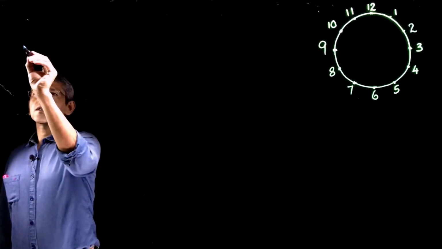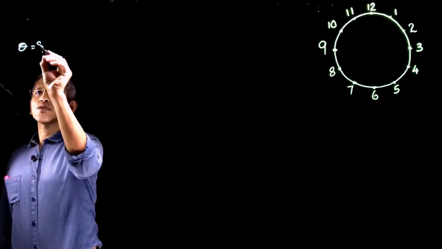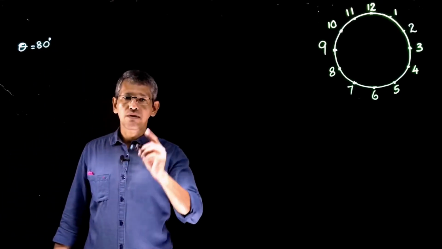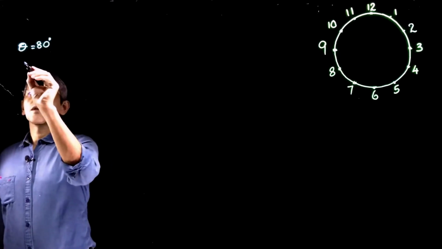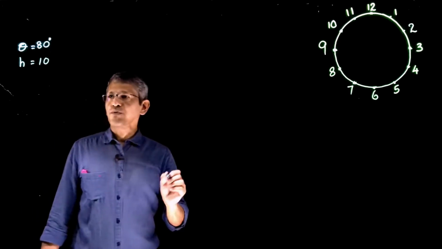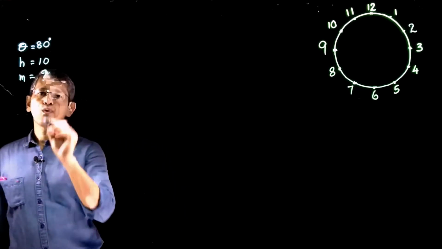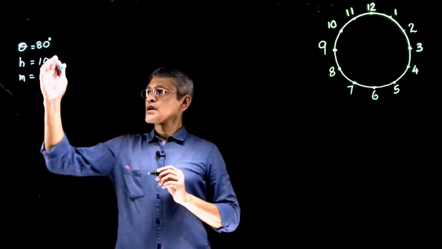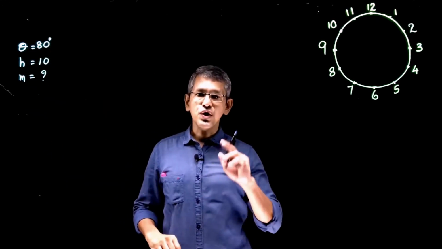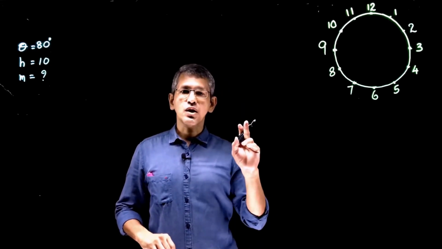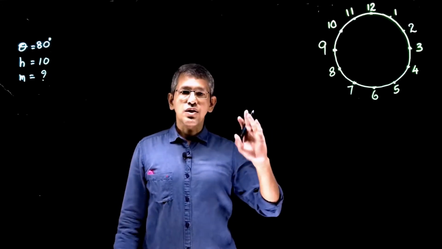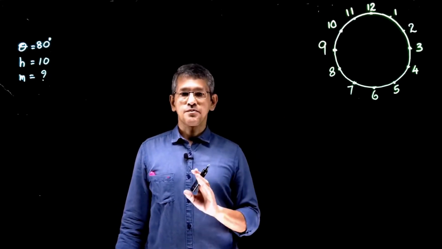We need to find the exact time on the clock when the two hands of the clock make an angle of 80 degrees between 10 o'clock and 11 o'clock. Well, between 10 and 11. So that means h is equal to 10. And of course, we need to find m. So we have three variables: theta, h and m. Theta and h are given, we need to find m. So we use the formula. What is it? Theta is equal to 11 by 2m minus 30h, and theta is equal to 30h minus 11 by 2m, right?